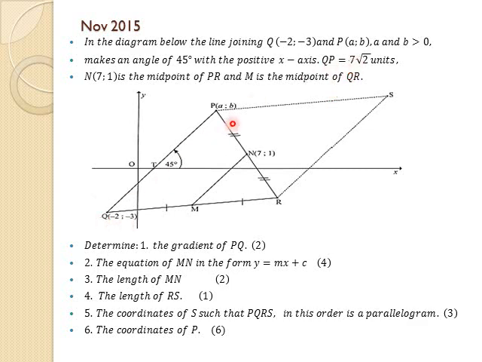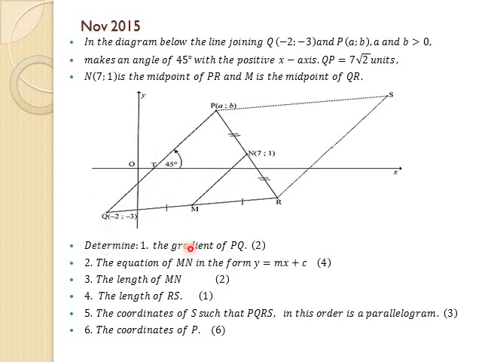QP, so from Q to P, is 7 square root 2 units. N is (7; 1), the midpoint of PR, so it cuts PR into 2 equal halves. And M is the midpoint of QR. So we're looking at the midpoint theorem, meaning if those two are equal and these two are equal, then this line must be parallel to that line.